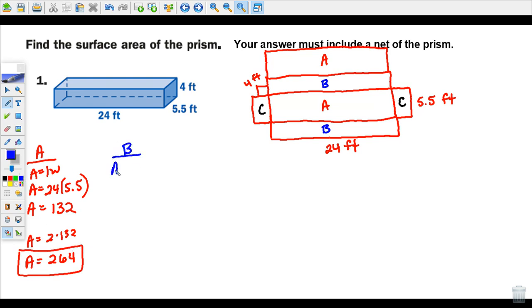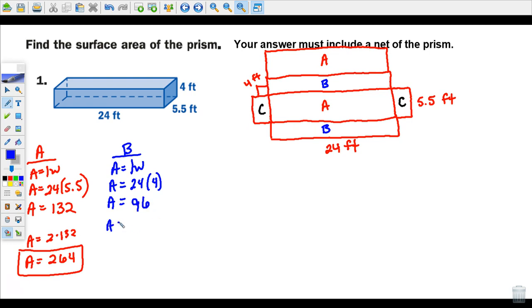Again, B is a rectangle, so area is length times width. The length is 24, and the width right here is this 4 feet. So 24 times 4. 24 times 4 is 96.